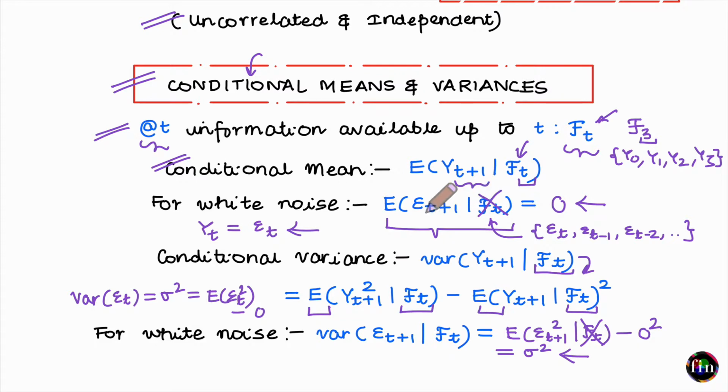So this video was about understanding 3 types of white noise: weak white noise, strong white noise, and the third one, Gaussian white noise, and then understanding the meaning of conditional mean and conditional variance.